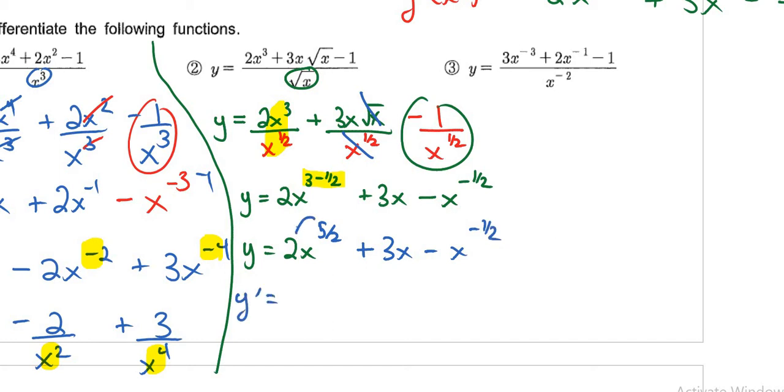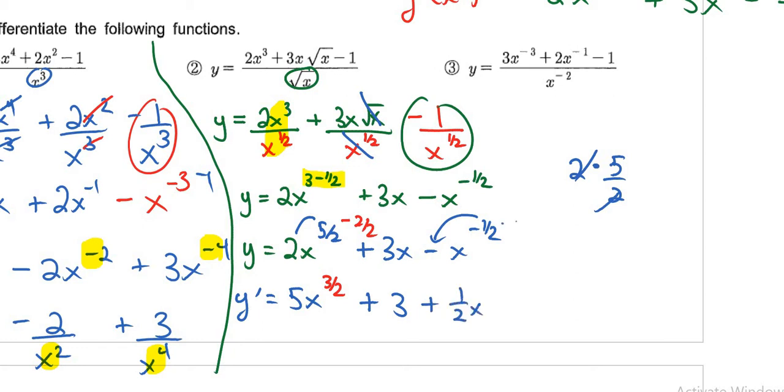So if the 5 over 2 comes in front, 2 times, if we do this calculation on the side here, 2 times 5 over 2, the 2's cancel off, giving you a 5x. And if I minus 1 on the power now, that's the same thing as minus 2 over 2, which is 3 over 2. And then the derivative of 3x is 3. And if I bring the 1/2 in front, it would be plus 1/2 x to the negative 3 over 2.